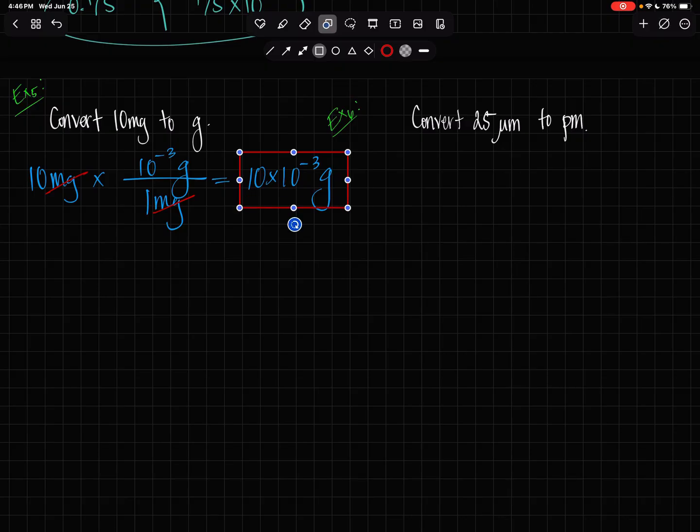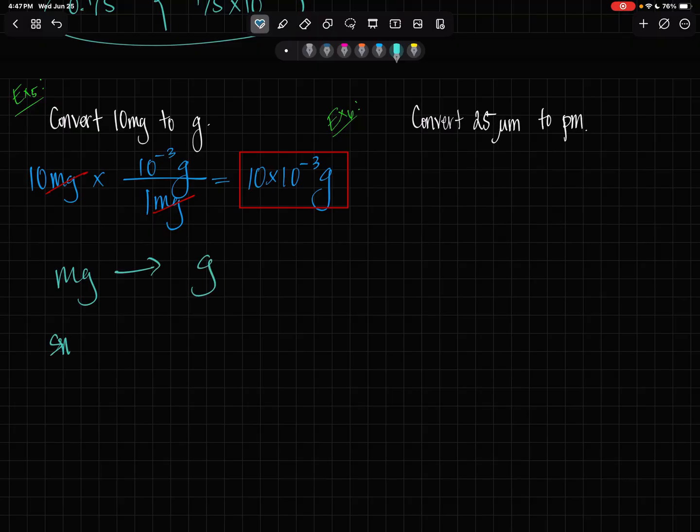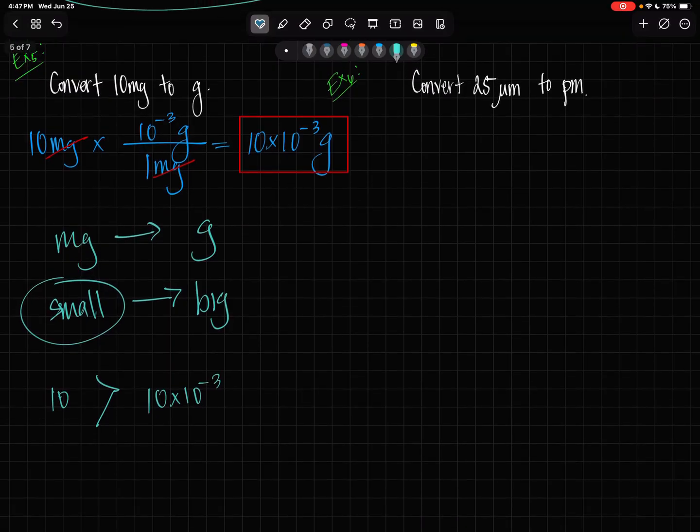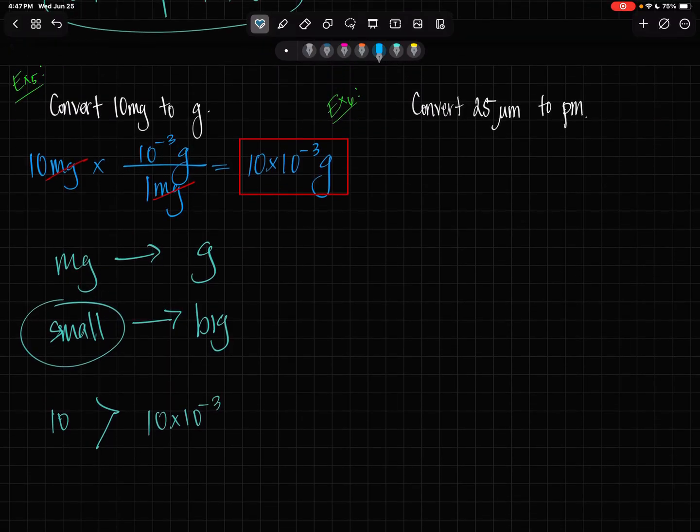Let's go ahead and box that. And let's check it. You're going from milligrams to grams. You're going from small to big. So your final answer should be smaller than what you started with. And let's look, you started with 10 and you went to 10 times 10 to the negative 3, which is smaller. So it does check out. Let's do it one last time.